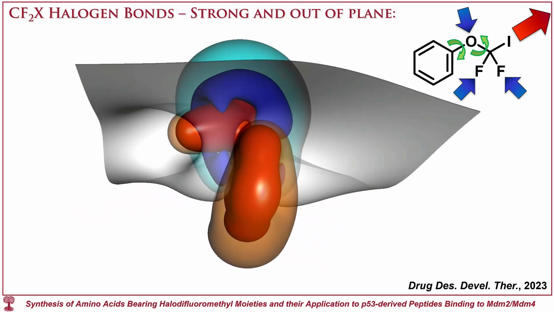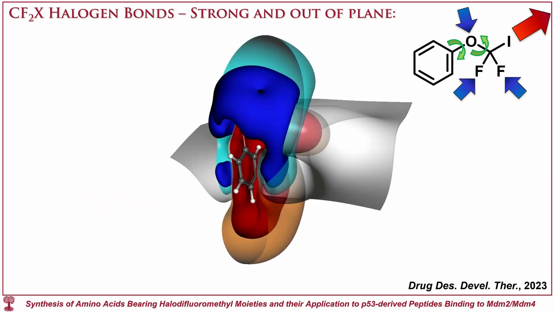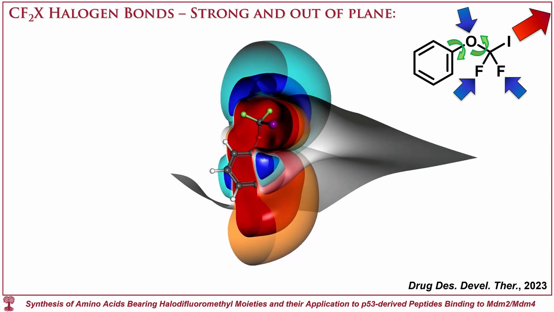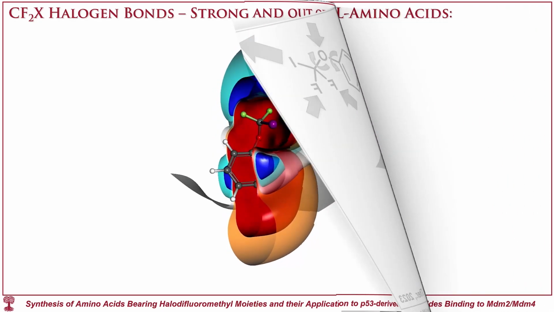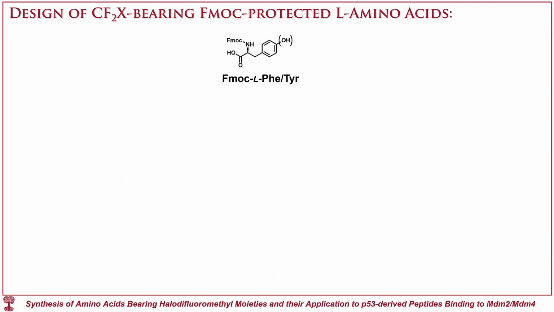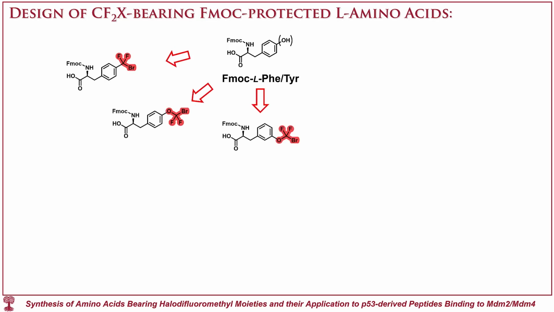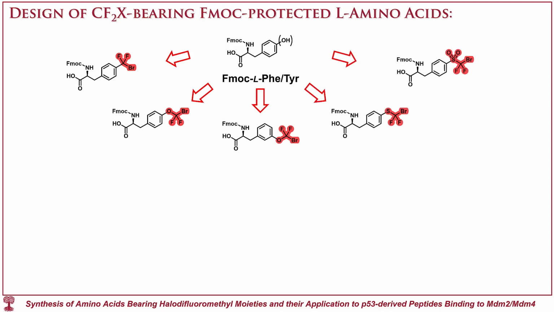Strong negative ESPs are found at the belt around the iodine atom, as well as enclosing the oxygen and the fluorine atoms. In the study, we've designed various CF2X-bearing FMOC-protected L-amino acids. The first set is based on the phenylalanine or tyrosine scaffold, introducing a bromodifluoromethyl group, a bromodifluoromethoxy group, a bromodifluoromethylthio group, or a bromodifluoromethylsulfonyl group.